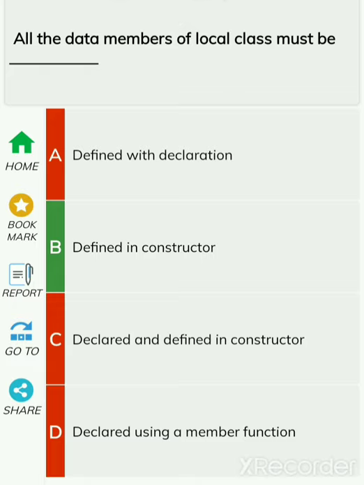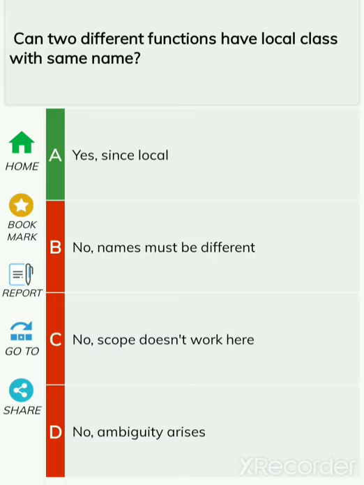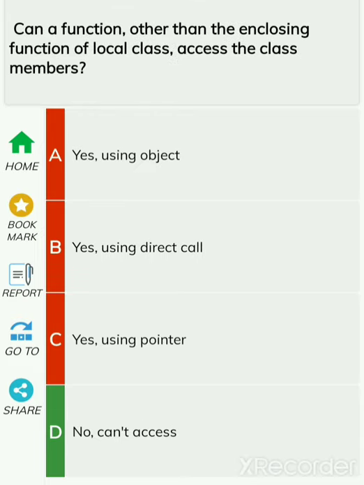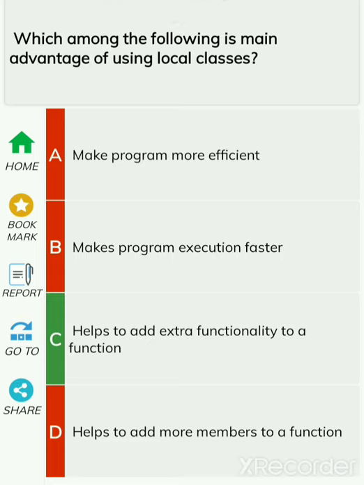The data members of a local class must be defined in constructor. Can two different functions have local class with same name? Yes, since local. What is the scope of local classes within the function? Can a function other than the enclosing function of local class access the class members? No, cannot access. Which among the following is the main advantage of using local classes? Helps to add extra functionality to a function.